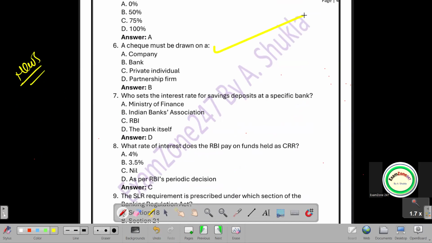A check must be drawn on a company, a bank, or an individual or a firm. चेक कहां पे ड्रा होता है?